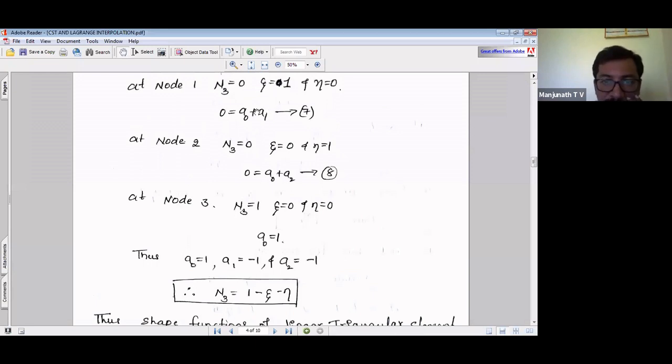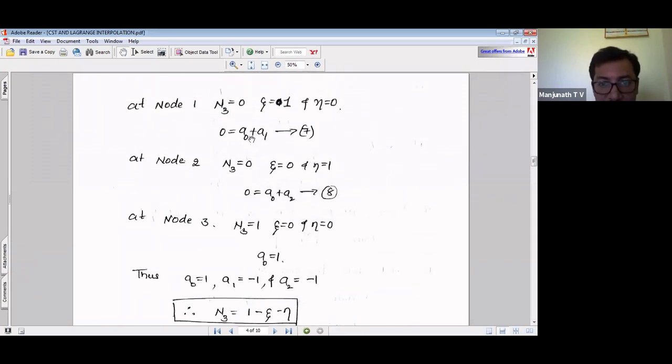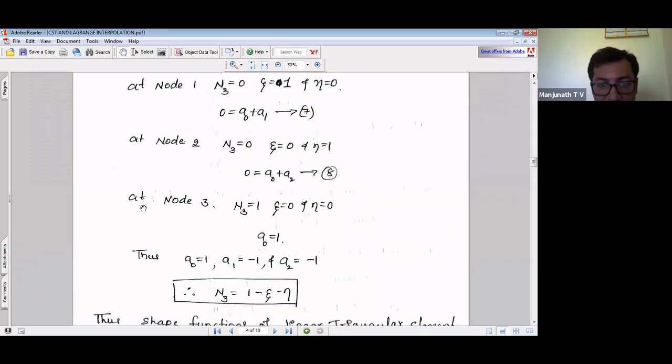Just substitute all these values. You are going to get equation number 7, equation number 8, and equation number 9. So at node number 3, you are going to get the a naught value equal to 1. Substituting this a naught value in equation number 8, you will get the a2 value as 0.